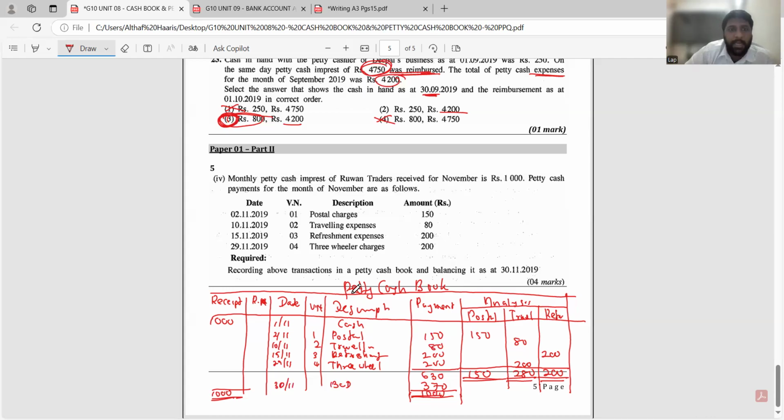Okay. Now start doing the questions from unit number 9, the bank account. Start doing it.